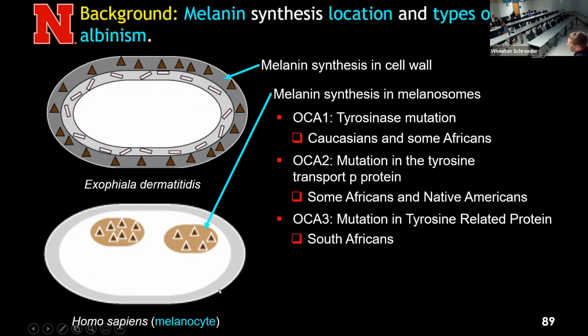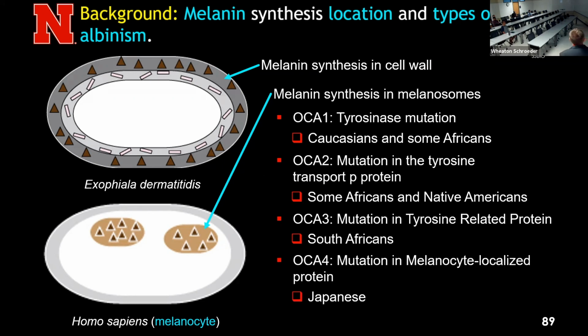There are other kinds of albinisms, and these vary by race. So for instance, oculocutaneous albinism type 3 is a mutation in tyrosinase-related protein, which also shows high homology with Exophiala tyrosinases. This most affects South African populations, and this would allow us sort of a third avenue of investigation of albinism. And oculocutaneous albinism type 4 is a mutation generally found in Japanese populations in a melanocyte located protein, but they haven't really nailed down what its function is yet or why it causes albinism.